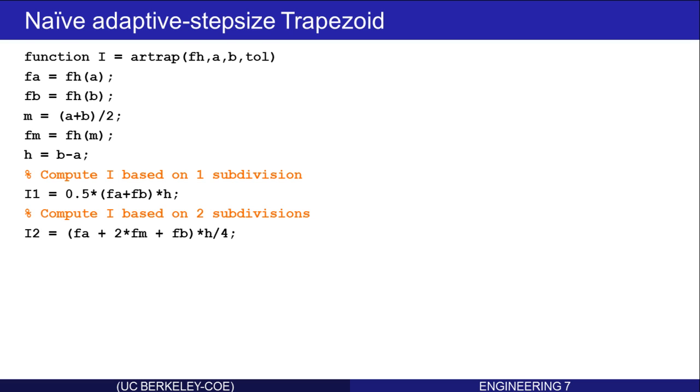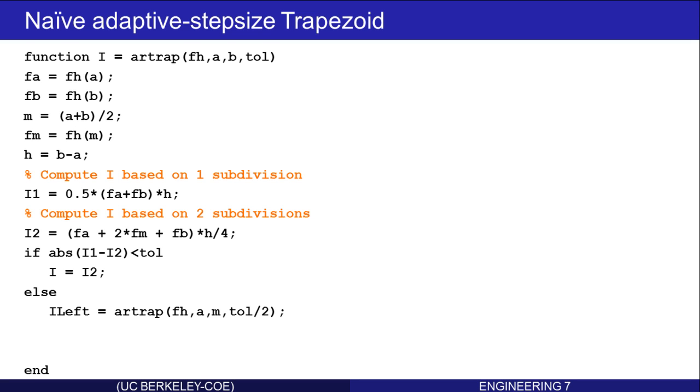Now we simply follow the pseudocode. If the two integrals are close, then return the second one. Otherwise, call this function recursively. Integrate from a to m with an accuracy requirement of tol over 2, and integrate from m to b with an accuracy requirement of tol over 2, and add those two results, and that will be the answer.